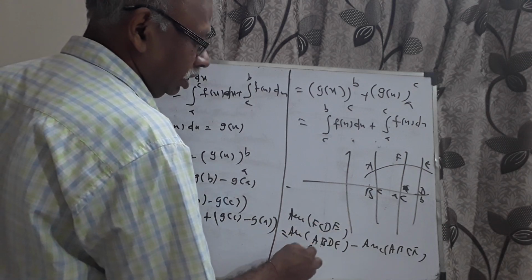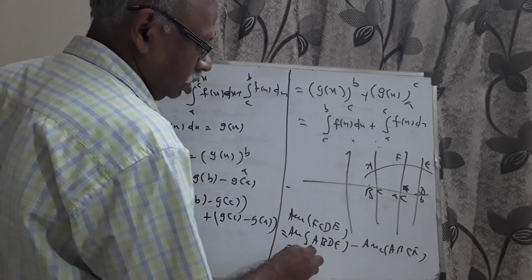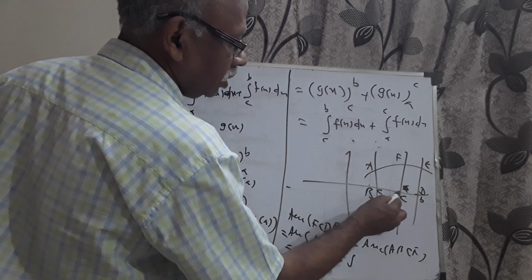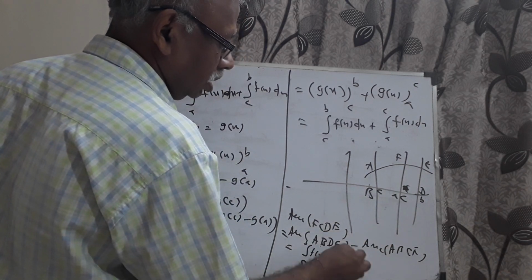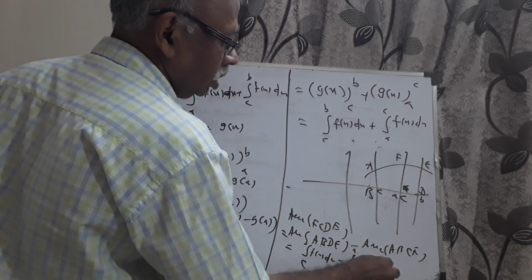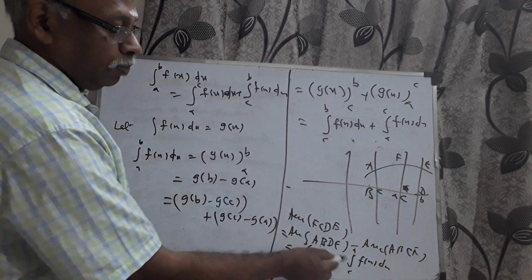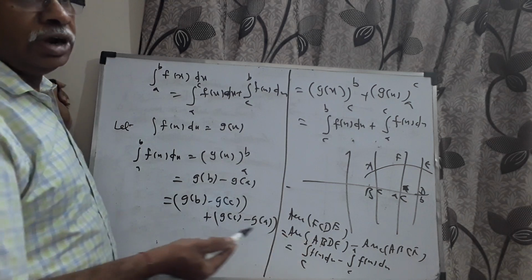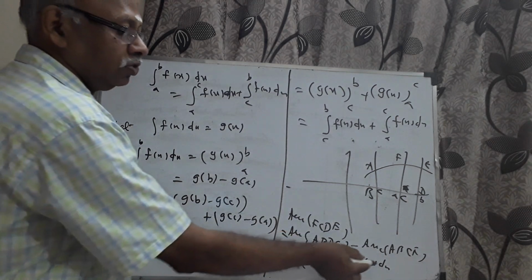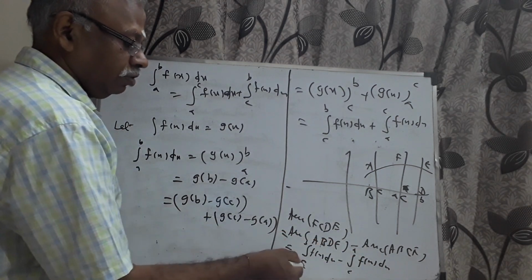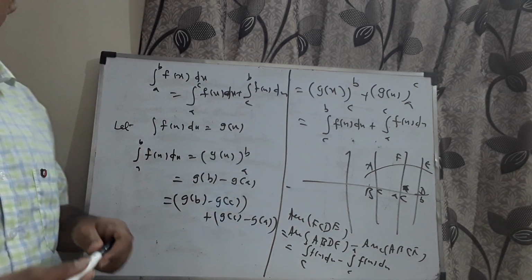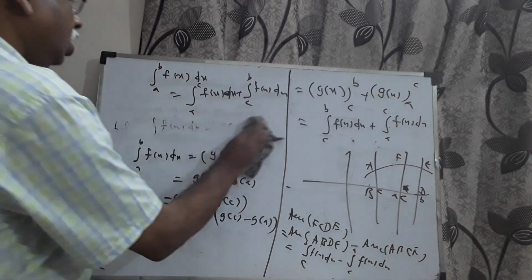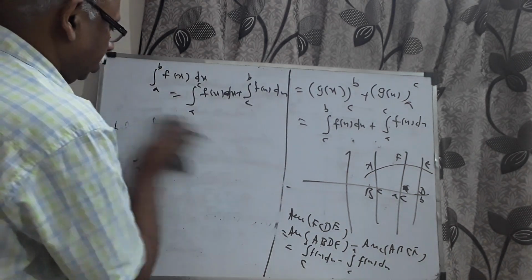This is nothing but integral c to b f of x dx minus integral c to a f of x dx. Now if I interchange the upper and lower limits, I'll get a negative sign. Therefore, plus integral a to c f of x dx, the same as integral a to c f of x dx plus integral c to b f of x dx. It's very simple to follow. It's not at all difficult. Similarly, let me take the third possibility.